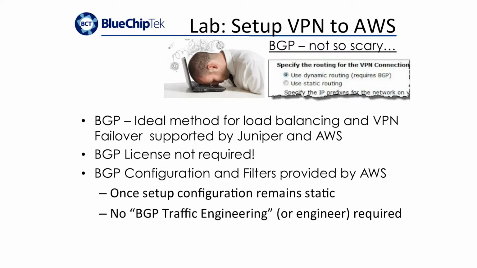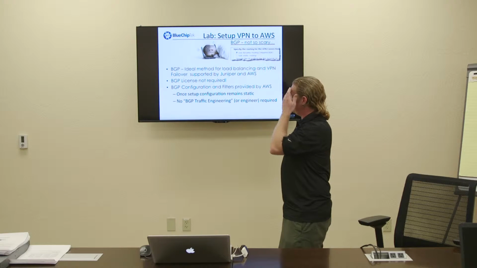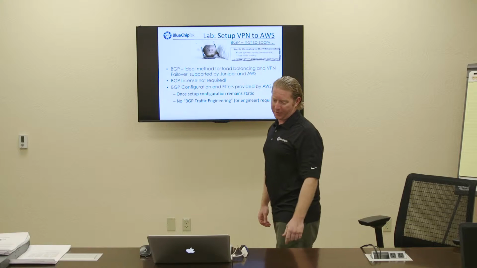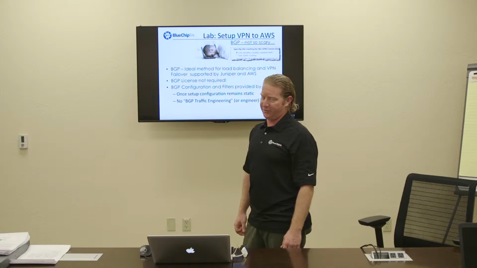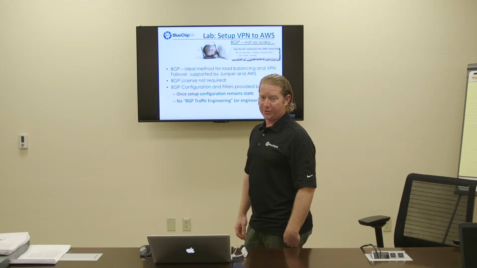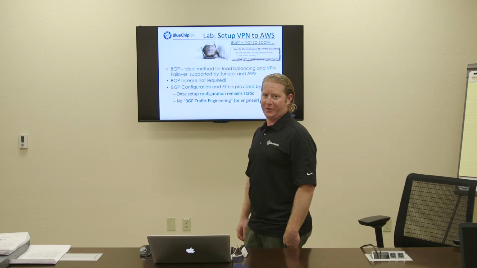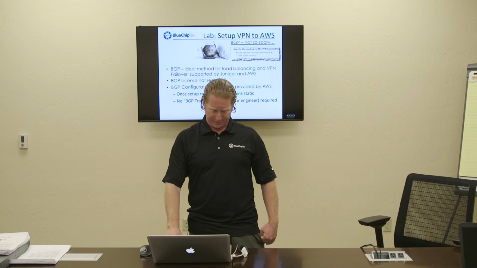Now, BGP sounds scary to some people, okay? Makes you think that you need to hire a BGP expert just to configure this, but that's not really the case. BGP is the ideal method for load balancing and failover, both by Juniper and Amazon Web Services. On the Juniper platforms, a BGP license is not required. Some vendors, they'll charge you extra for that. On top of that, all the BGP configuration and filters are provided by AWS, so there's no BGP traffic engineering or engineer required. As you can see, it'll be a simple copy and paste exercise.